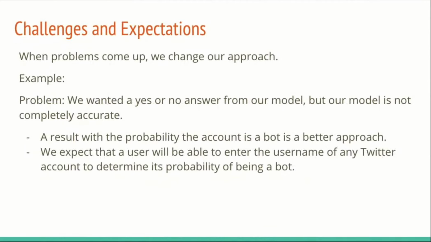When problems have come up so far in our project, we change our approach. For example, we wanted to have a model that answered the question as a yes or no to whether an account was a bot, but we decided this won't work as well because a probability is a better approach, because it's impossible to know if a user is truly a bot unless we manually check it. We expected the user to be able to enter any username unless it's a private account to determine the probability it's a bot.